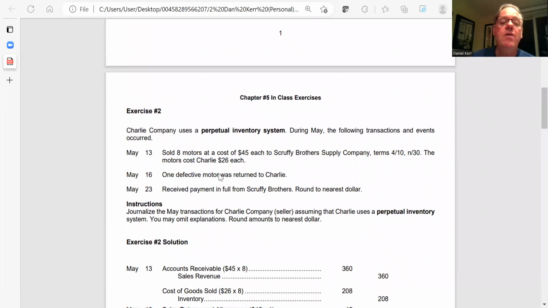Exercise 2. Charlie Company uses a perpetual system during May. The following transactions and events occurred. So here we're not dealing with the purchase. Here we're dealing with the sale of inventory under a perpetual inventory system. So remember, under perpetual inventory system, every time we have a purchase, we know that we have to increase the inventory. Every time we have a sale, in addition to recording the sales revenue, I've got to record the reduction in the inventory. And every time we have a sales return, you're going to have to adjust the inventory as well. So let's take a look at the 3 transactions here.